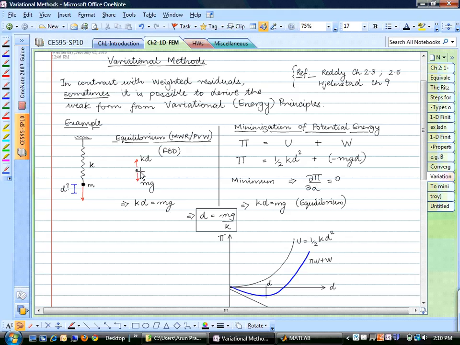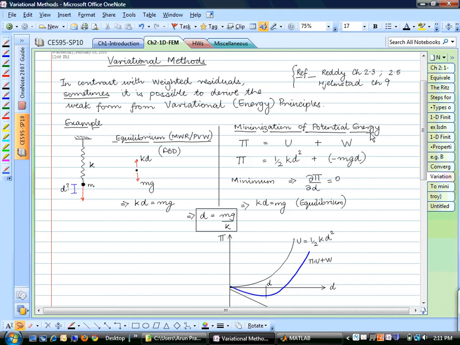So what we do is draw a free body diagram, and in the deformed configuration, the force acting on this mass will be mg downwards. The spring force would be k times d upwards, and you can find your displacement like that. This was the way that we normally do it, using equilibrium equations.